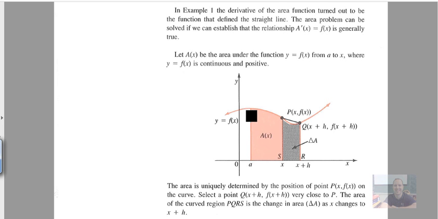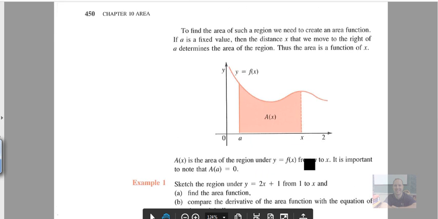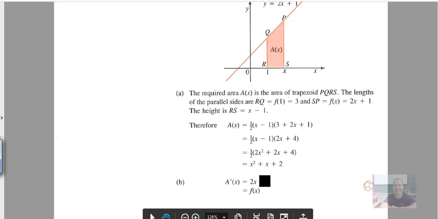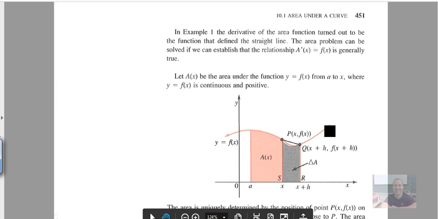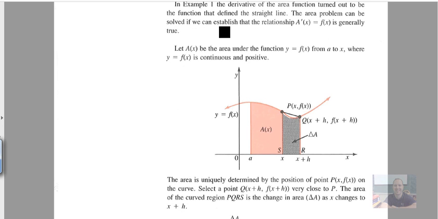Now notice in these questions where we have an area problem, we don't have a straight line, but yet the upper bound is still f of x, right? So back here, right, the derivative of the area function was f of x. Okay, so you come back to this one here, and the area problem can be solved now if we can establish that the relationship of the derivative of the area function is f of x. That's the line up on top.